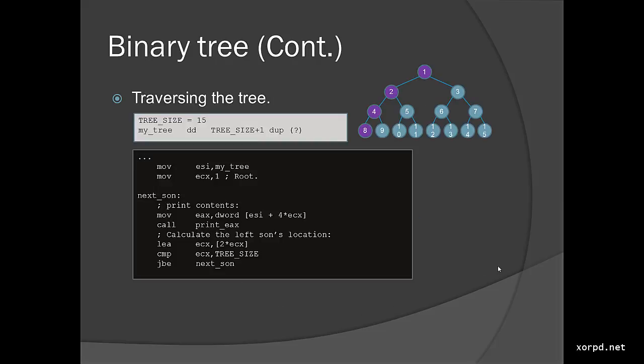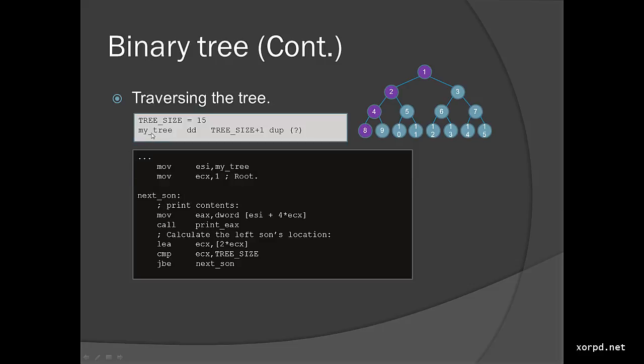Let's look at some actual code of something that we can do with the tree. We are going to look at a very simple example, just traversing the tree in this manner. We just take the left every time. We take the left son of every node, and then we continue by taking the left son.